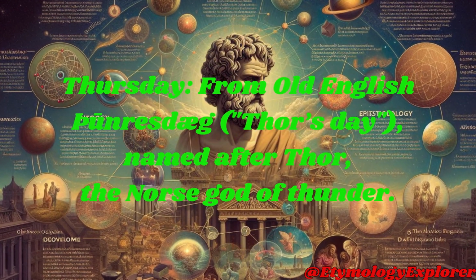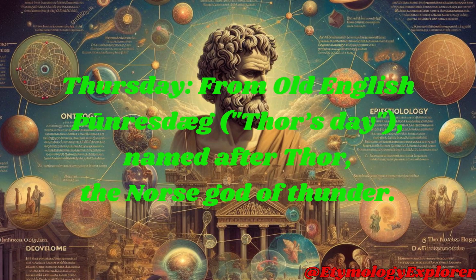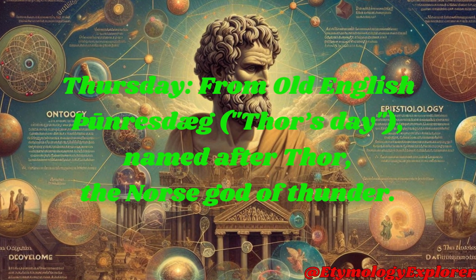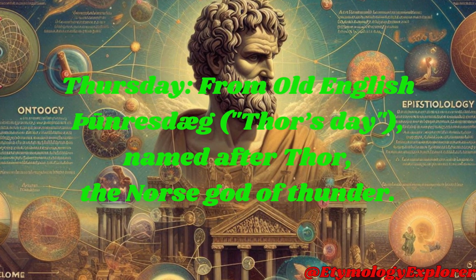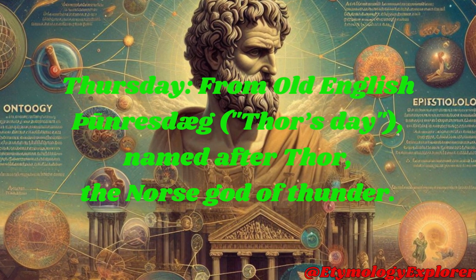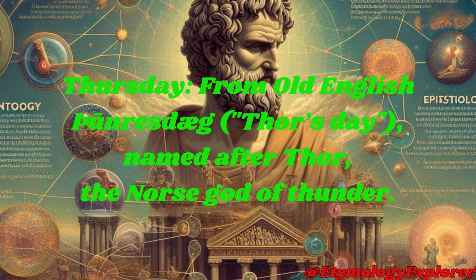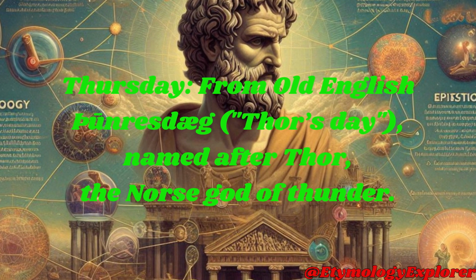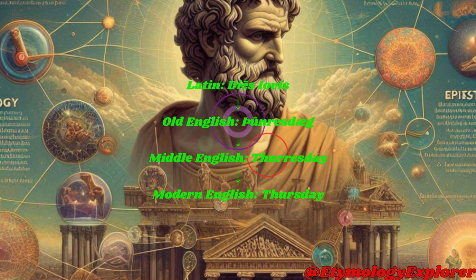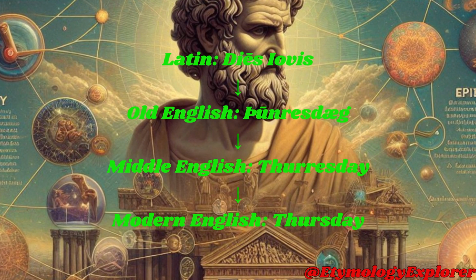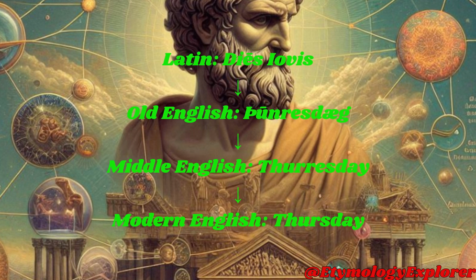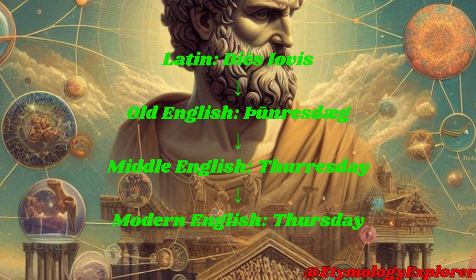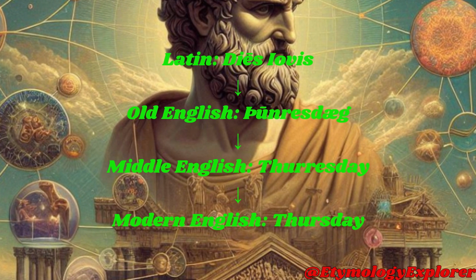Thursday. Origin, from Old English Thunresdaeg, Thor's Day, named after Thor, the Norse god of thunder, equivalent to the Latin dies Iovis, day of Jupiter, since Jupiter was the Roman god of thunder. Meaning, named after Thor, the god of storms and strength. Journey. Latin, dies Iovis. Old English, Thunresdaeg. Middle English, Thursday. Modern English, Thursday.